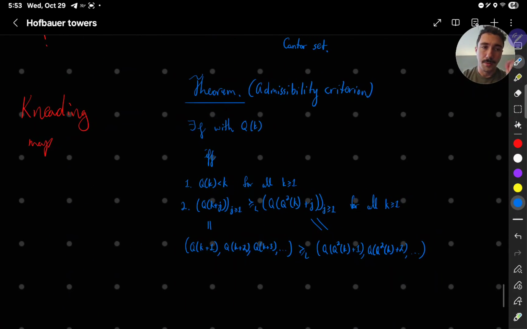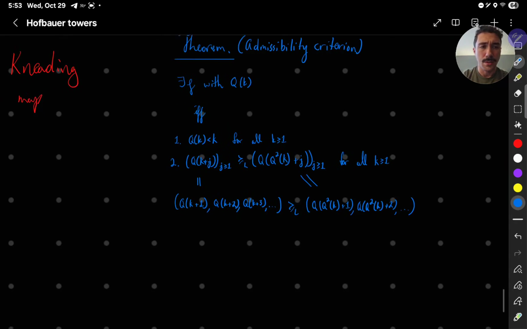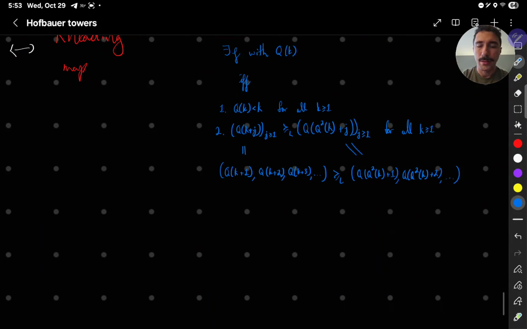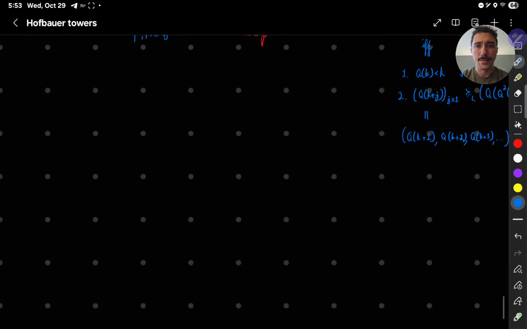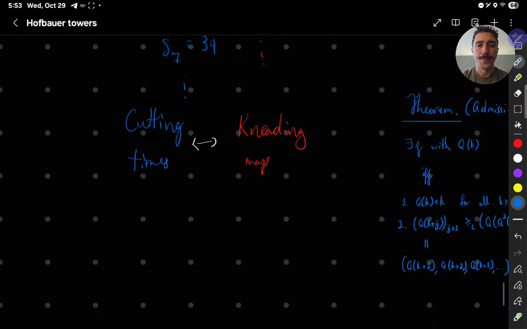So that's the admissibility criterion. And this, we'll see shortly, will actually tie in very closely to kneading sequences and admissibility criterion for those. But I won't lay it out because it's going to take too much work, and you can do it on your own as an exercise if you're interested. I just want to point out that the relationship is there. These two can be translated between each other.